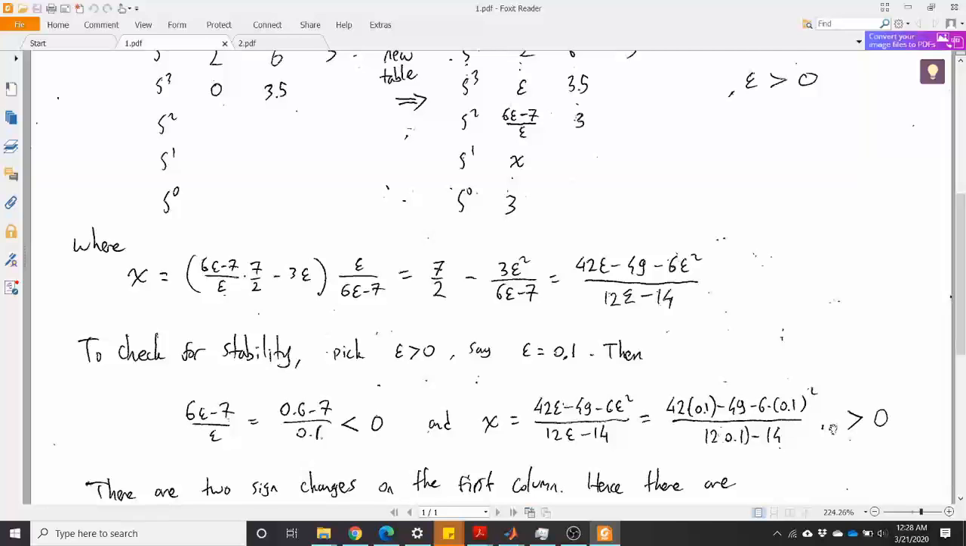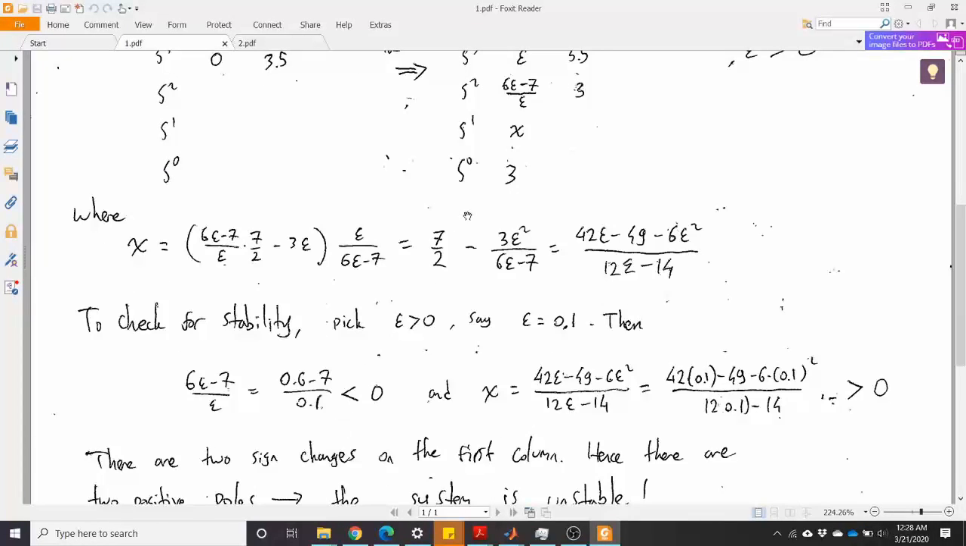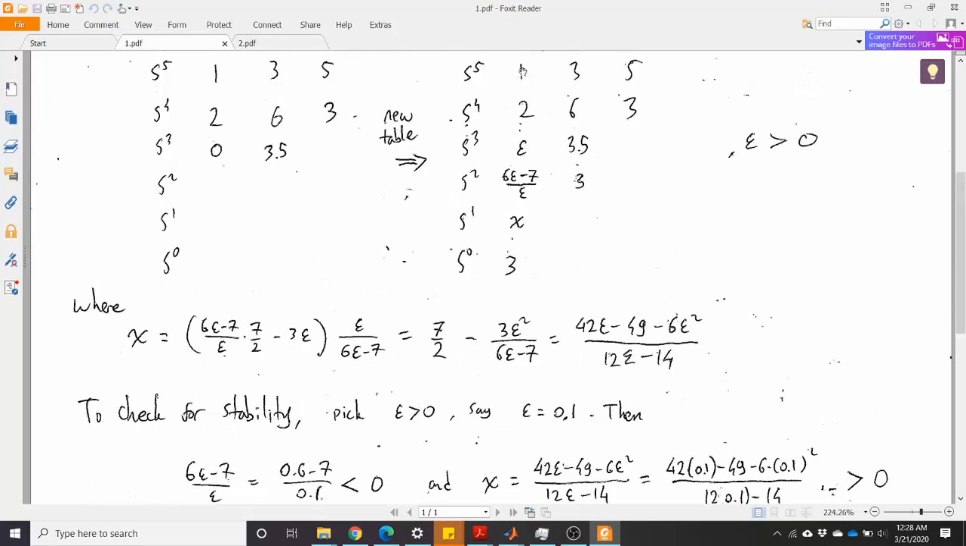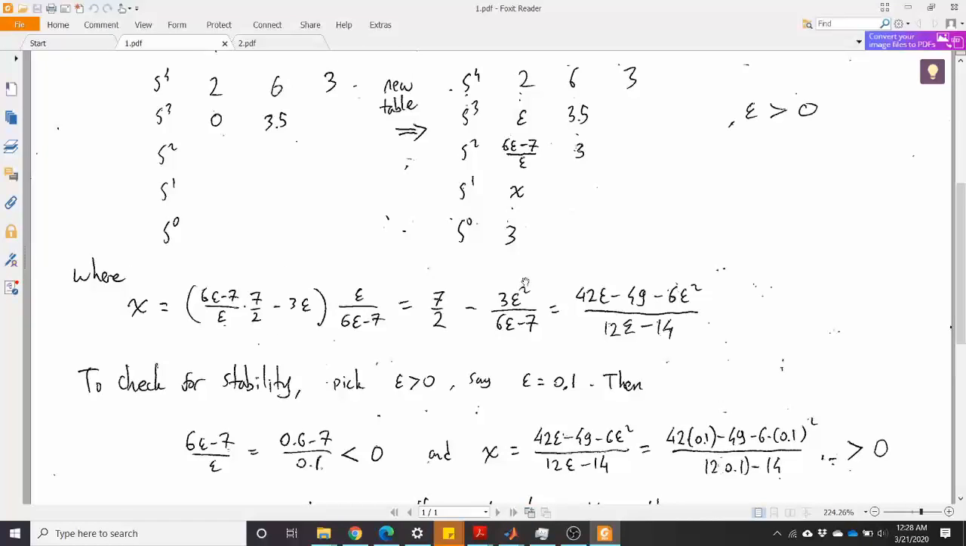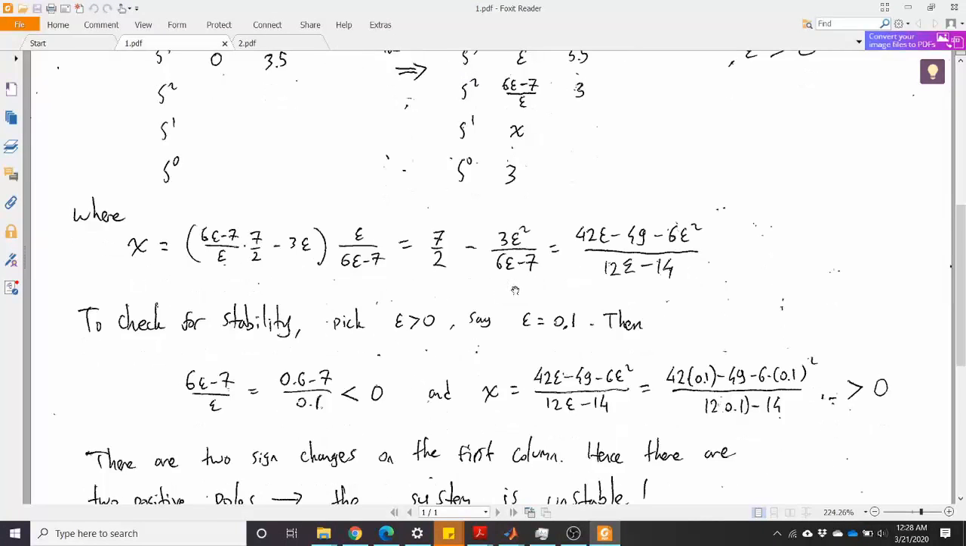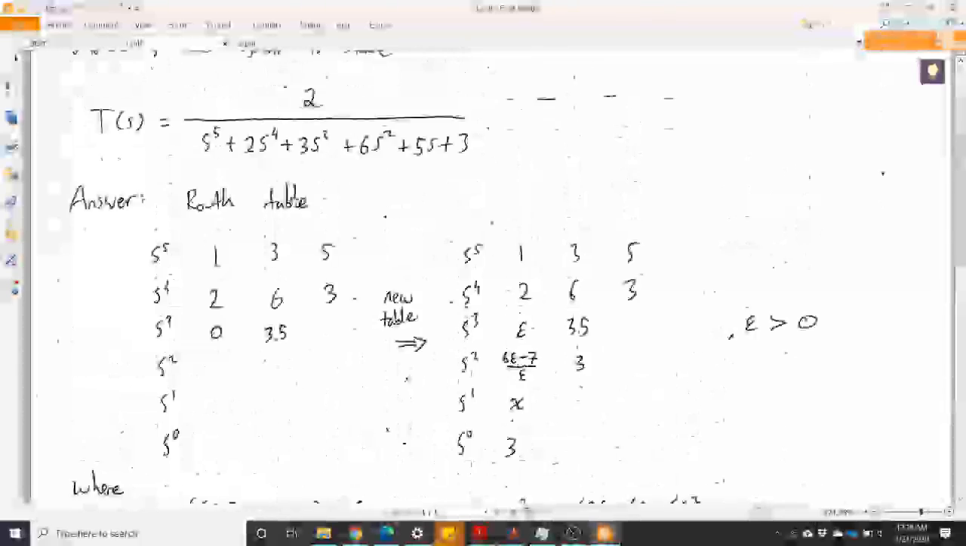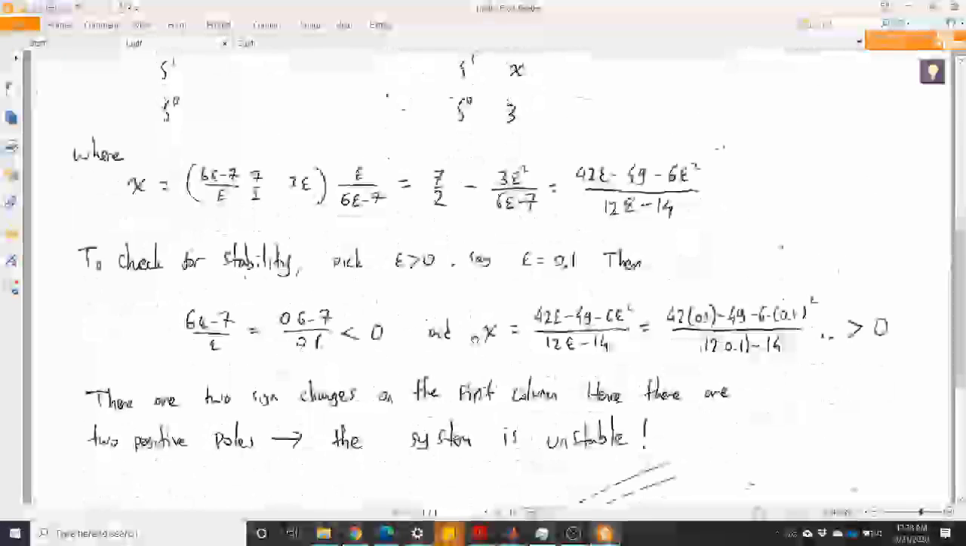and on x it's always positive, so you can compute that very easily, and you see that this is positive, this is positive, positive, but this term is negative, and on the x is positive, so there are actually two sign changes on the first column. So from the Routh table, it tells us that there exist two positive poles. So it means that the closed loop system is unstable.